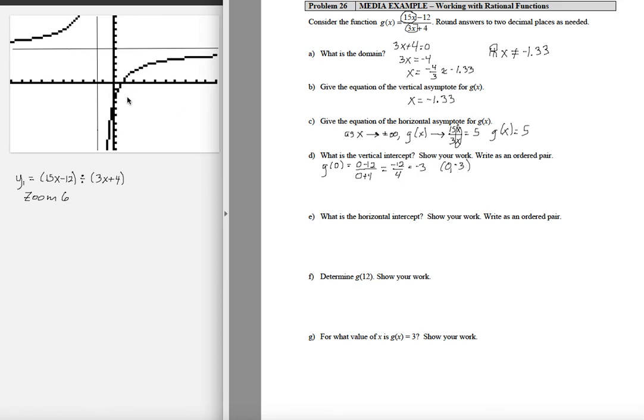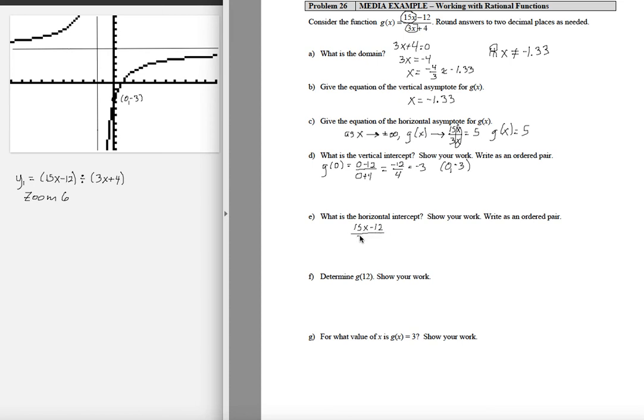And let's put that on the graph. 1, 2, 3. Looks like it's about right there. I'm going to label that 0, negative 3. What is the horizontal intercept? So to find the horizontal intercept, I want to know what input gives me an output of 0.